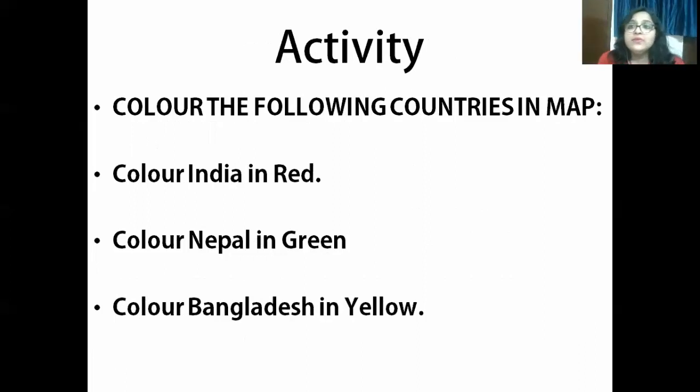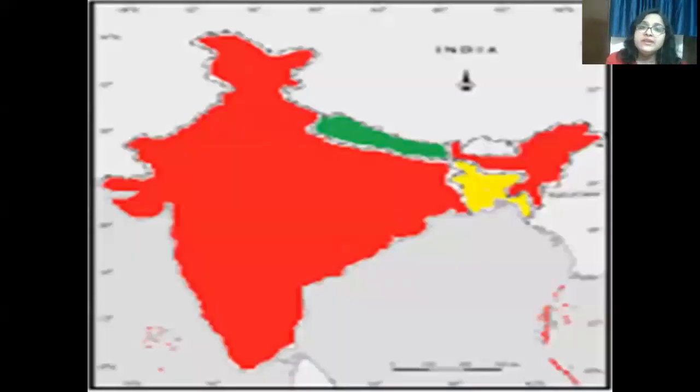Here I have given you an activity. You have to color the following countries in the physical map of India. Then you have to paste that map in your notebook. You have to color India in red. You have to color Nepal in green and Bangladesh in yellow. You have to complete your activity like this.